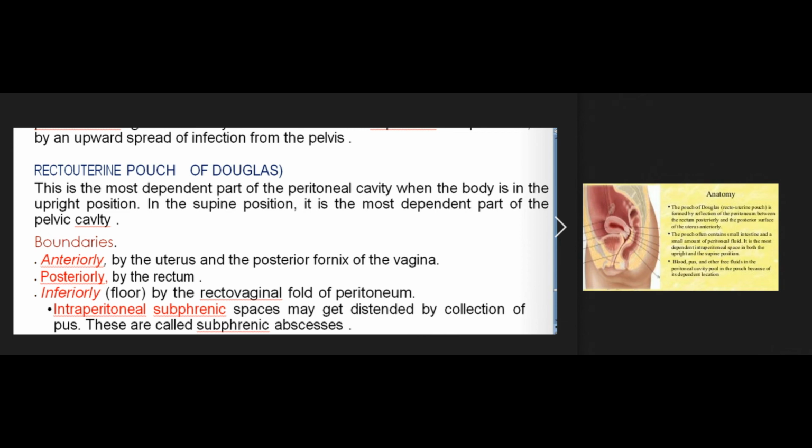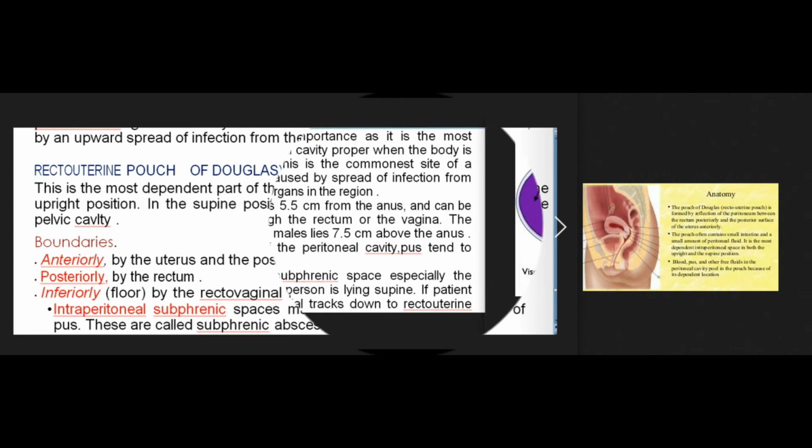Rectouterine pouch of Douglas. This is the most dependent part of the peritoneal cavity when the body is in the upright position. In the supine position, it is the most dependent part of the pelvic cavity. Boundaries. Anteriorly, by the uterus and the posterior fornix of the vagina. Posteriorly, by the rectum. Inferiorly, the floor, by the rectovaginal fold of peritoneum. Intraperitoneal subphrenic spaces may get distended by collection of pus. These are called subphrenic abscesses.